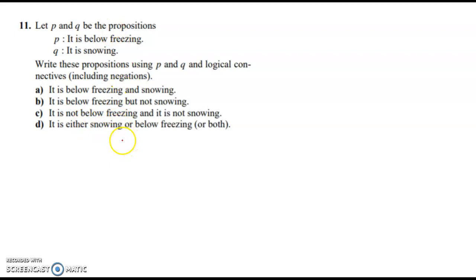So "or" again is this symbol. We have to do either snowing or below freezing point. So either it is snowing, that is Q, or below freezing point, that's P. So it's Q or P, and that's all you have to write for part D. All right, let's go to the next slide.